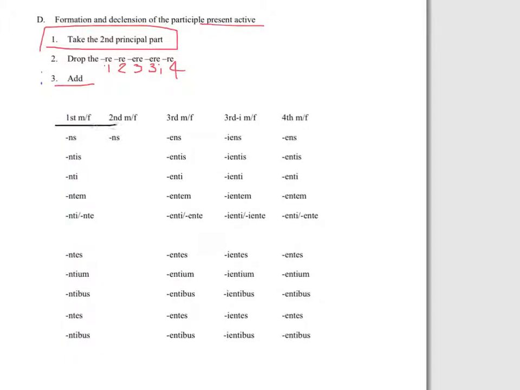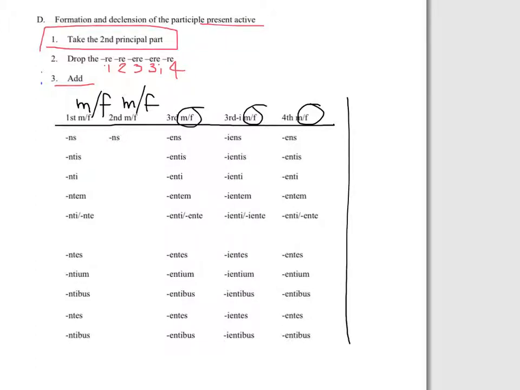What I'm going to show you first is only the masculine and feminine forms. You're only learning the masculine and feminine forms. In the next screen, I will teach you the neuter forms. If I had unlimited space, I would put the neuter right over here. It would be a little bit clearer to follow. But I can't do that, so first I'm going to teach you the masculine and feminine form. After you drop the re, ere, or re, depending on which conjugation you're dealing with, you add the following.